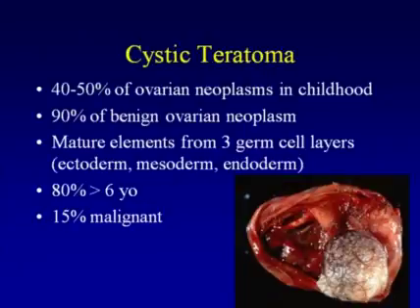So cystic teratomas are about 40 to 50% of ovarian neoplasms in children, and they're typically benign. They come from the 3 germ cell layers, the ectoderm, mesoderm, and endoderm. The majority present at greater than 6 years of age, but remember that about 15% of these can be malignant.